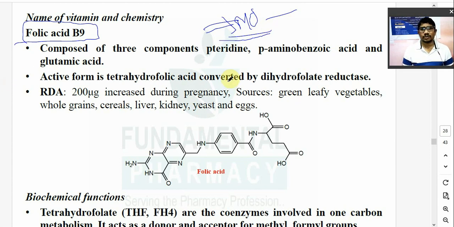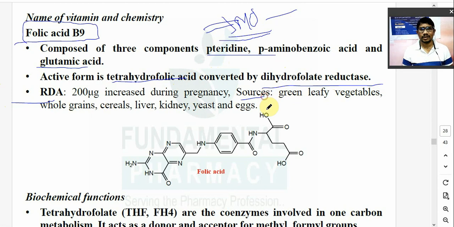Folic acid is composed of three components: pyridine ring, para-amino benzoic acid and glutamic acid. Its active form is tetrahydrofolic acid, which is formed by conversion of dihydrofolic acid by the enzyme dihydrofolate reductase. The recommended dietary allowance is 200 microgram. It is increased in case of pregnancy.